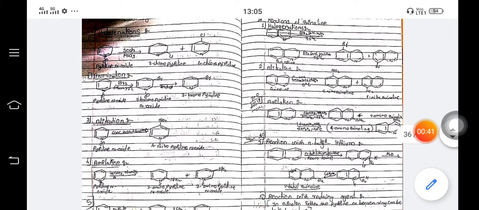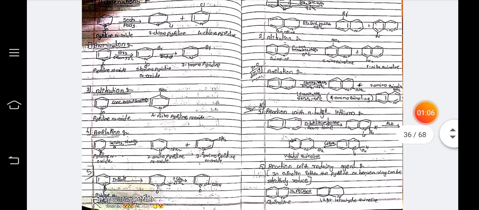So we will get the products at the fifth position and the eighth position. Means at the fifth position bromine is added, and at the eighth position bromine is added. That means 5-bromoquinoline and 8-bromoquinoline. These are the two products of this reaction.